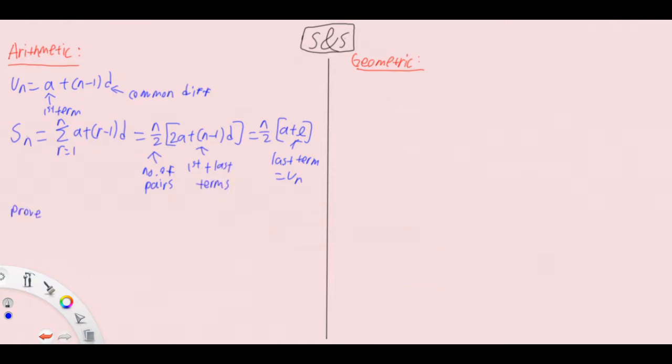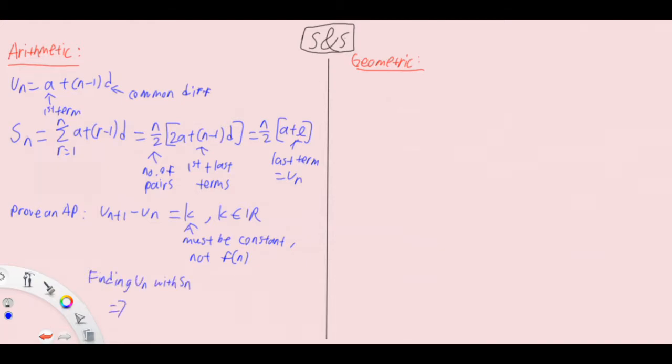To prove an arithmetic progression, because it differs by a common difference d, just take two generic consecutive terms, so un plus 1 minus un, to give us a constant k. It must be a constant, not a function of n. To find un with Sn, you just need to take Sn minus Sn minus 1 to give us the term un.